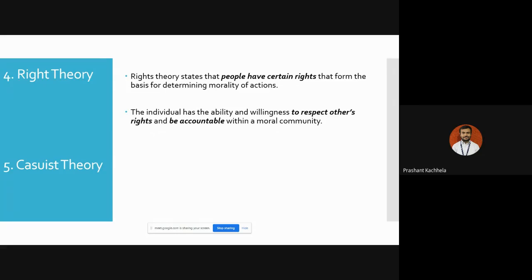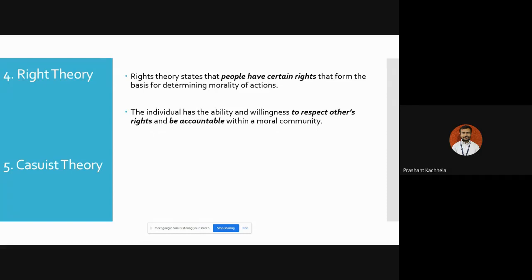You have the right to protest, but you do not have the right to harm any public property, because on public property other people also have ownership, since they also paid tax. So that is the main aspect of rights theory here.